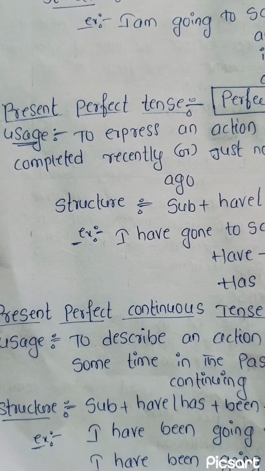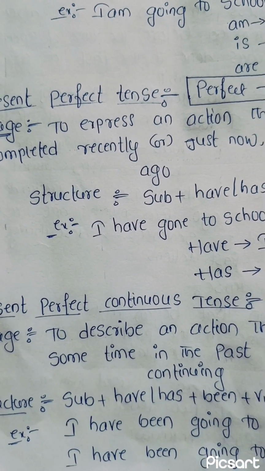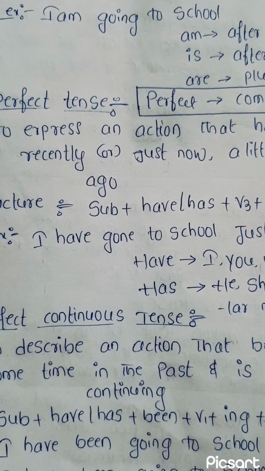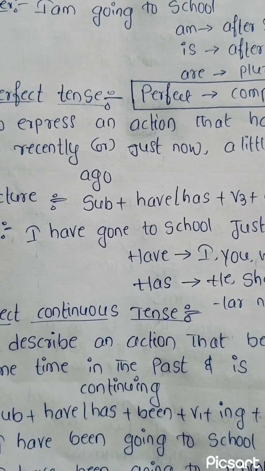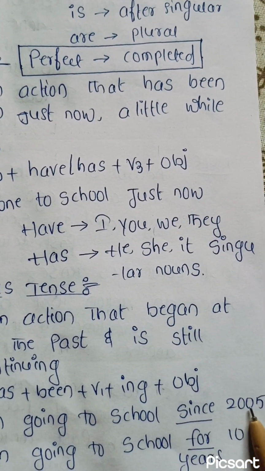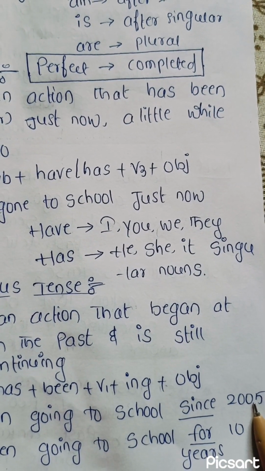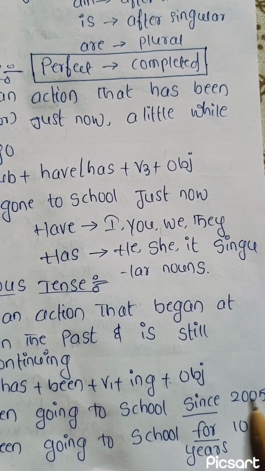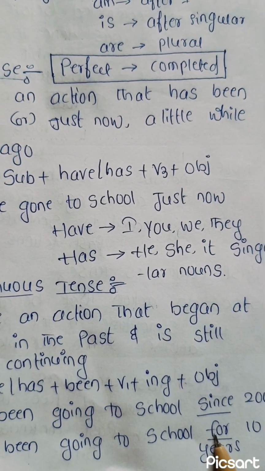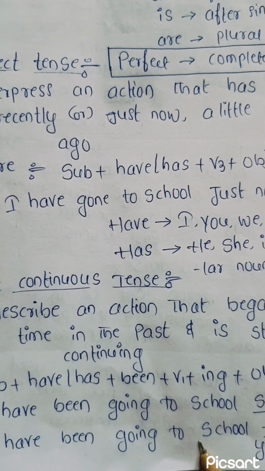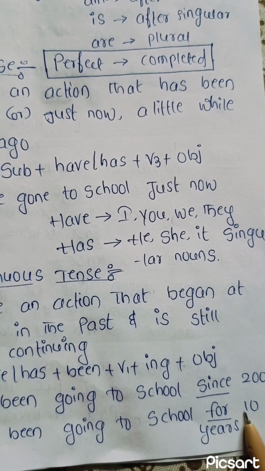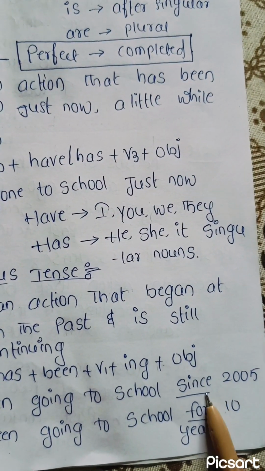In this present perfect continuous tense, we have to use two keywords: since and for. Since is used to represent a point of time, and for is used to represent a period of time. Period of time means the duration of time. For example, I have been going to school since 2005. Here 2005 is a point of time. I am telling the exact time, so we use since. For a period of time, we use for, because I am telling the duration. That is, I have been going to school for 10 years. I am telling the duration of a period, so we use for. For a point of time, you use since.